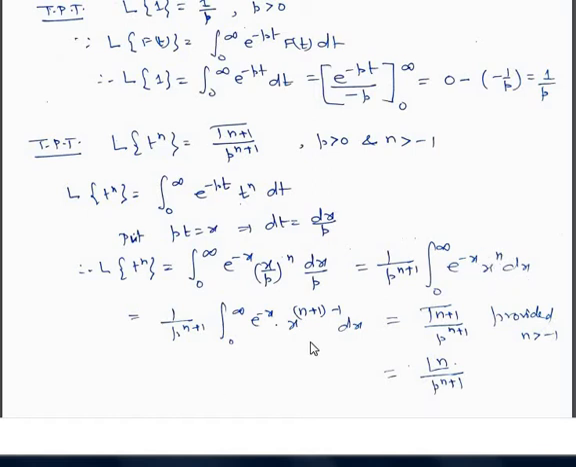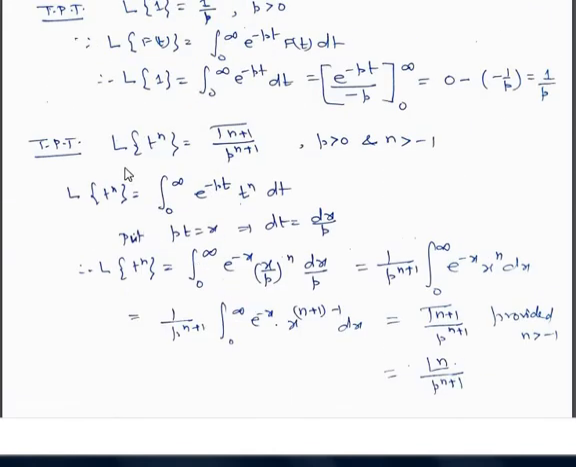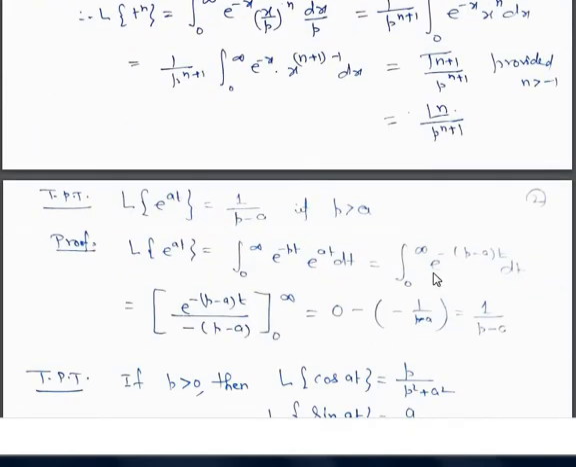x to the power n can be written as x to the power n plus 1 minus 1 dx. So this is the formula for gamma of n plus 1. So this comes out to be gamma n plus 1 upon p raised to the power n plus 1, provided n is greater than minus 1. And we know that gamma n plus 1 is nothing but factorial of n. So this is factorial n upon p to the power n plus 1. So Laplace transform of t to the power n is factorial n divided by p to the power n plus 1.